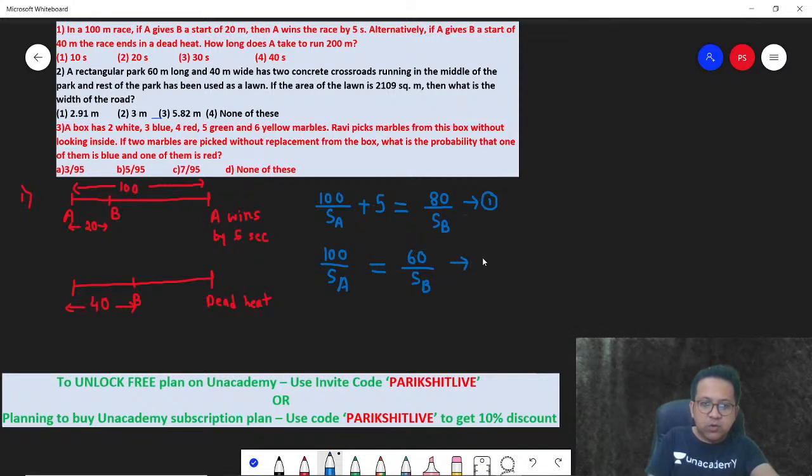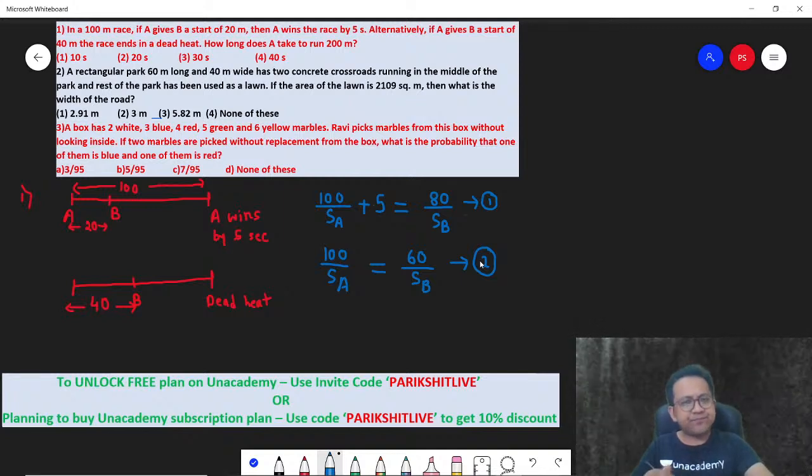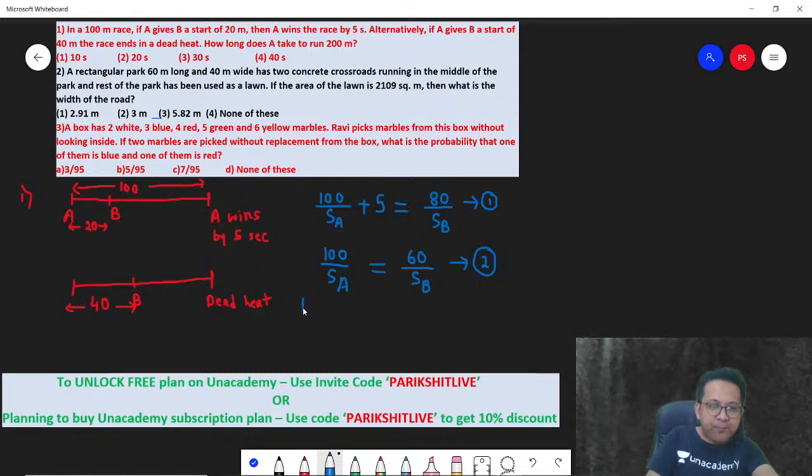Let's call it equation 2. Correct? Yes, two equations, two unknowns. What else do you need? So I think I can easily solve this by putting 2 in 1. If you put 2 in 1, what would happen?